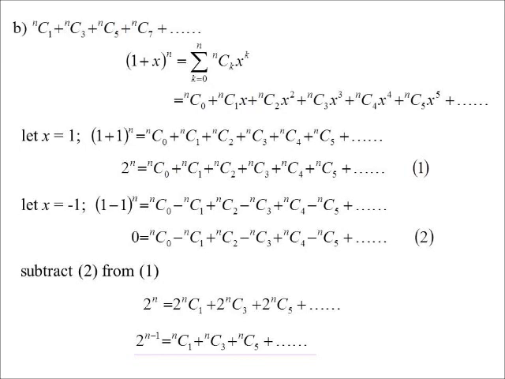What would all the even ones add up to? Same thing. Right? Because we know all of them add up to 2 to the power of n. So if the odd ones add up to 2 to the power of n minus 1, then the even ones must be the difference between the two, which would also be 2 to the power of n minus 1. Okay.